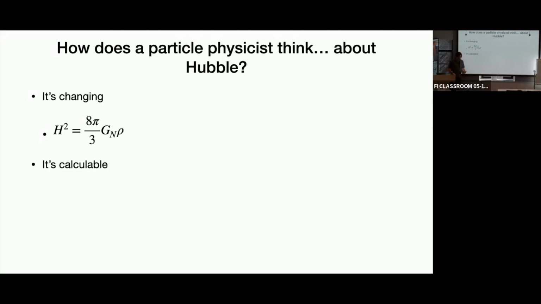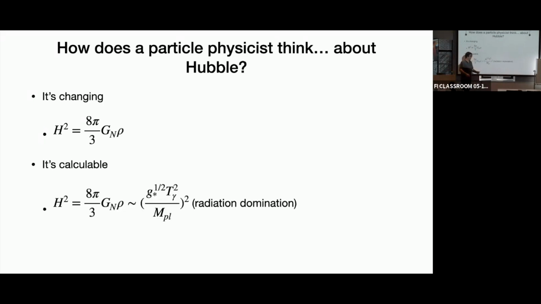And importantly, that change in energy density is calculable. So especially if you go back to the early universe, and early isn't that early, just z of a few thousand, the universe is dominated by radiation, and you can calculate Hubble's constant depending on really just two quantities. One is the temperature of the photon bath and the number of particles that are actually around participating in thermal equilibrium at the time.